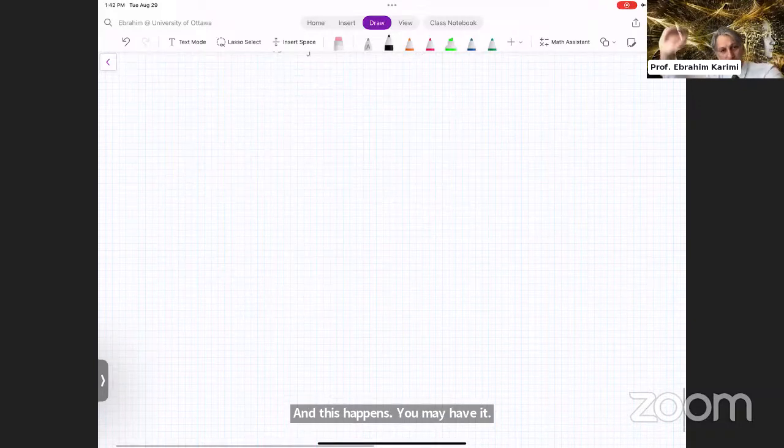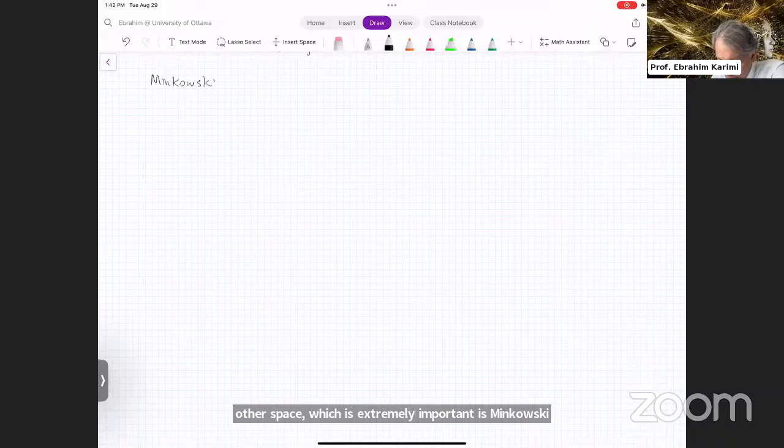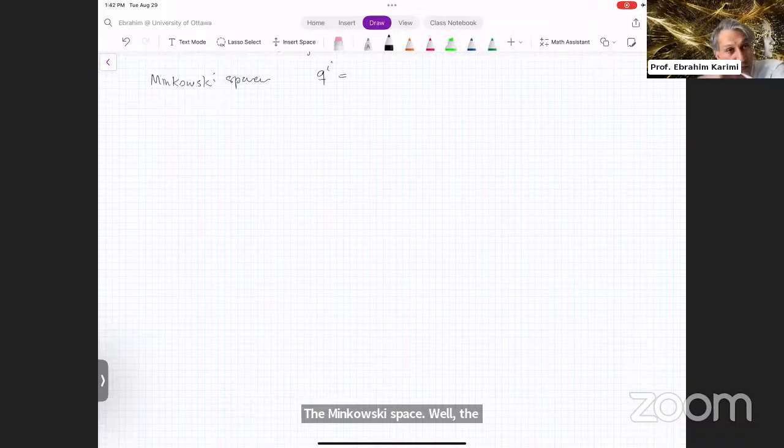Another space which is extremely important is Minkowski space. The coordinates that I'm introducing, let's call them in the Cartesian coordinate, I will write as CT, X, Y, and Z. This is the Minkowski space.